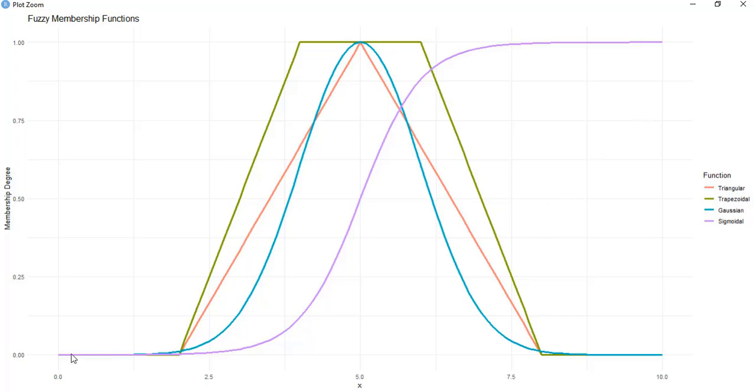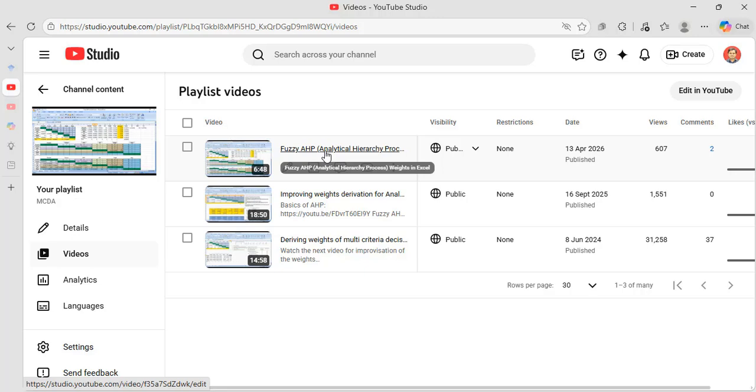But in this video we will go for the trapezoidal. So if you are giving a 5, it will start with 4, 5, 5 and 6. I request that before you watch this video, you first go through all these 3 videos. Then it will be more understandable to you.